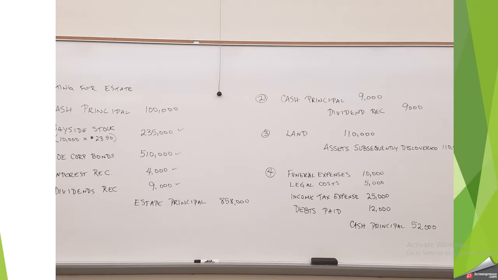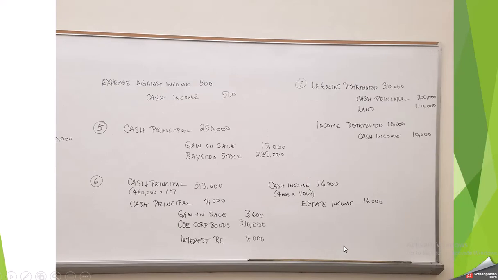Then the 4th bullet point has funeral expenses, legal costs, her final income tax that needs to be paid, any credit cards and things that came in, or utility bills. So everything is kind of totaled up, all of her final expenses, and we debit those out, and then we credit the cash principal.